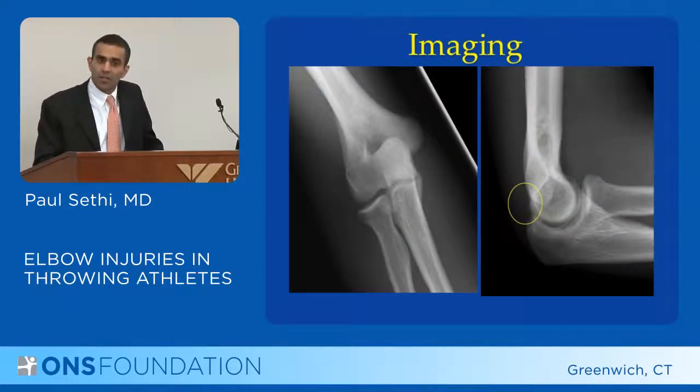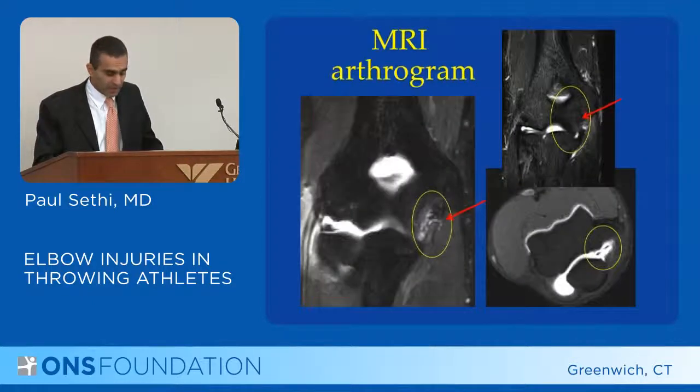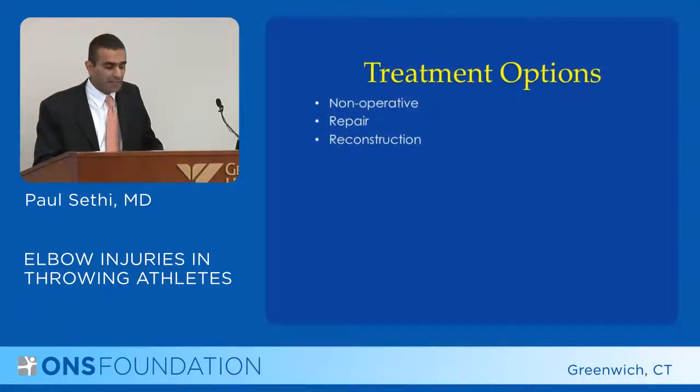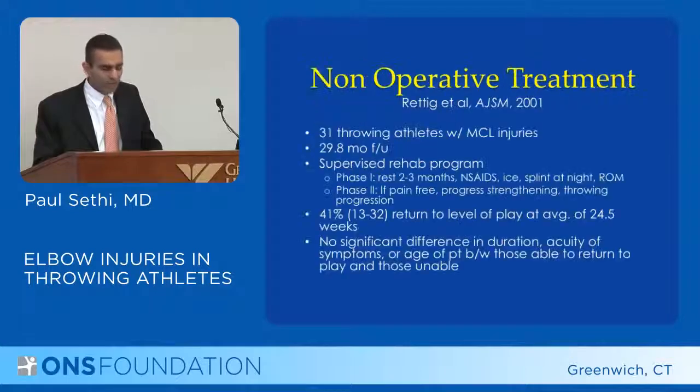X-rays are useful to help determine any kind of wear, and it's amazing as you look at some of the professional pitchers' elbows, the condition they're in and their ability to still pitch. MRI is the gold standard in determining whether or not this ligament is indeed injured, and the treatment options. We certainly want to look at everyone differently.